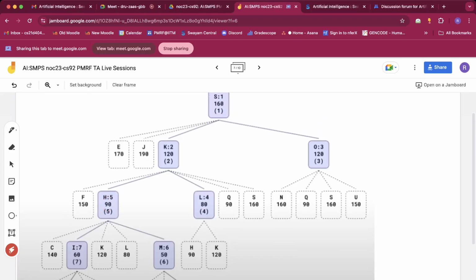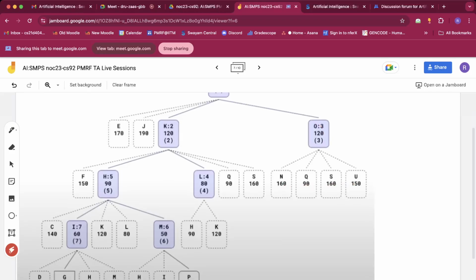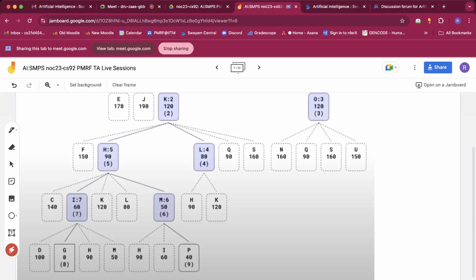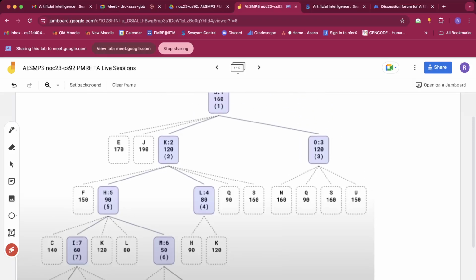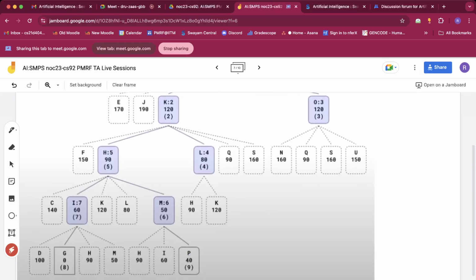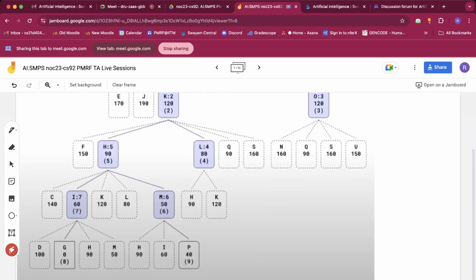Note here that even though we expanded O, none of the children of O were expanded in the next level or next iteration. So that is a property of beam search. At every level we choose only the two best looking options, doesn't matter which parent they come from. Again we will expand both H and L, and again we see that I and M are the two best looking options at this stage, with values 50 and 60 respectively. So we will expand those.